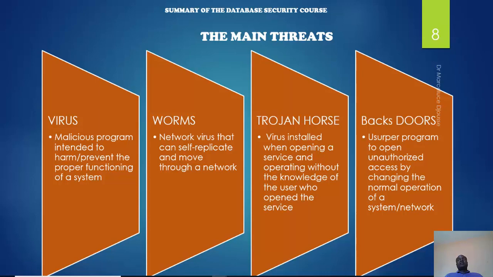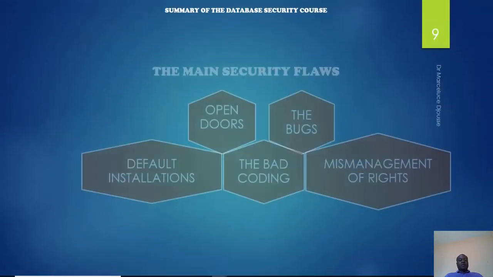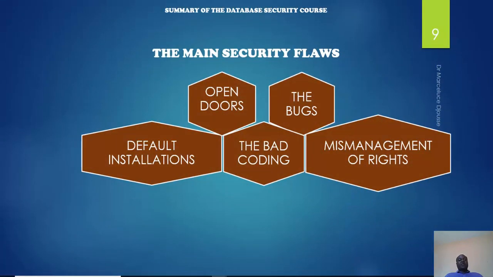So among those different types of threat, we can have some that are unconscious. Maybe it can be damage to the system due to a crash, and we have this one that can be sent by a hacker just to disturb the service or to steal some information or data inside the system. Now, the main security flaws we can list are open doors, bugs, default installation, bad coding, and mismanagement of rights.